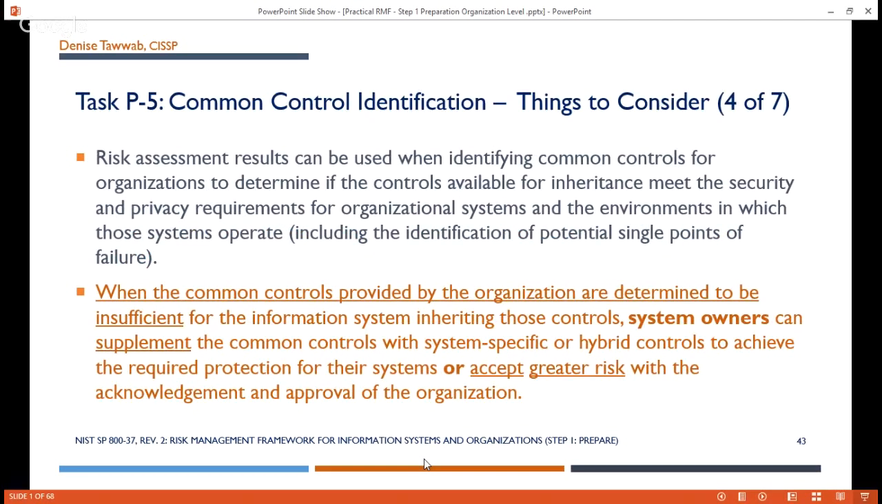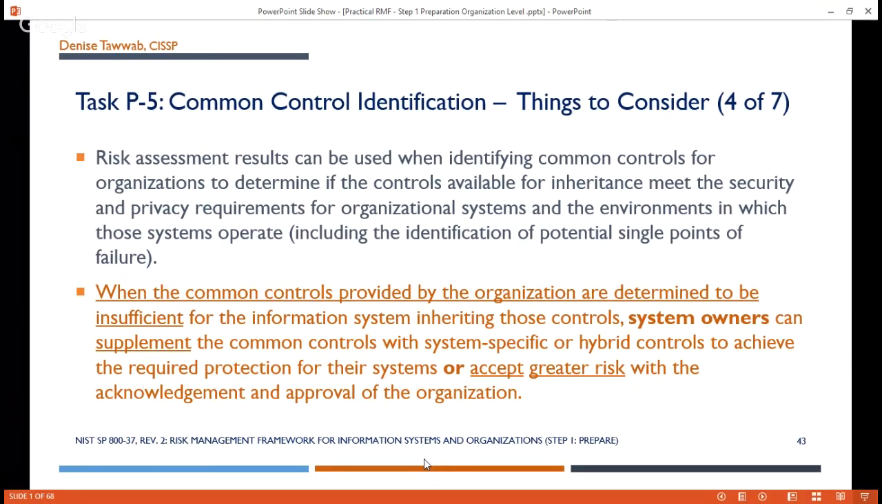Your risk assessment results can be used when identifying the common controls to determine if the controls that are available for inheritance will meet the security and privacy requirements, including identifying potential single points of failure. When the common controls provided by your organization are deemed to be insufficient for a system inheriting those controls, then the system owner can still inherit those controls, but then supplement them with additional controls, with system specific or hybrid controls to achieve the required protection level for their system. Or the system owner can accept greater risk with the acknowledgement and approval of the organization.